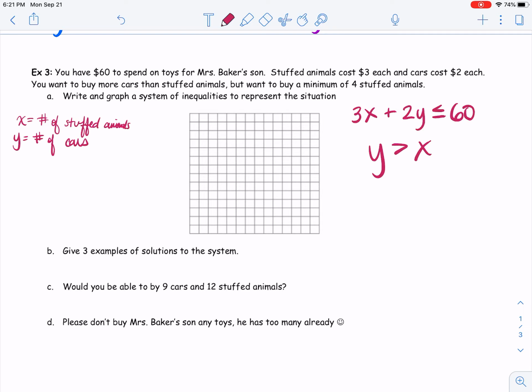And then lastly, you want to buy a minimum of 4 stuffed animals. So stuffed animals is X. X needs to be greater than or equal to 4, because a minimum of 4 means I could have 4 or anything more than that, right? So the number of stuffed animals could be 4 or anything more. So here is our system of 3 inequalities.